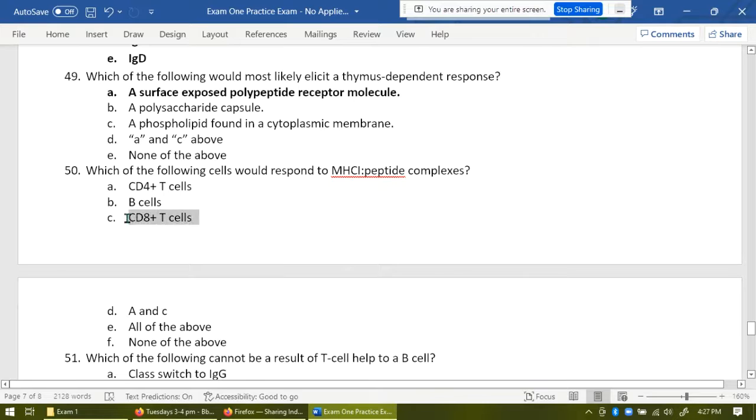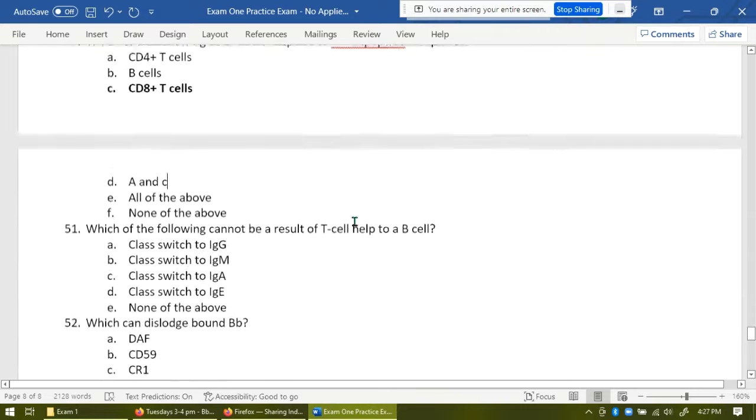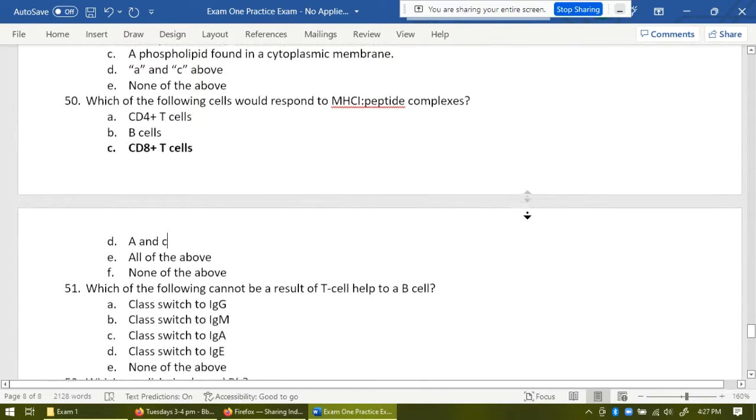That's going to be your CD8 positive T cells. None of the other cells respond to MHC1 loaded with peptides. So cytotoxic T cells.